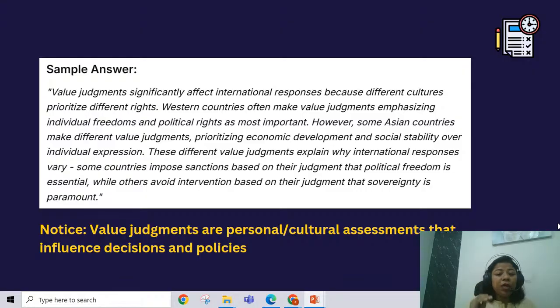Let me just cut short the explanation of this whole idea of value judgment. It's a very important word. That is the reason I'm investing so much time in explaining, re-explaining, explaining from different perspectives. It's very easy to misunderstand the meaning of this word. So value judgments are personal and or cultural assessments that influence decisions and policies based on the evidence and the arguments presented.